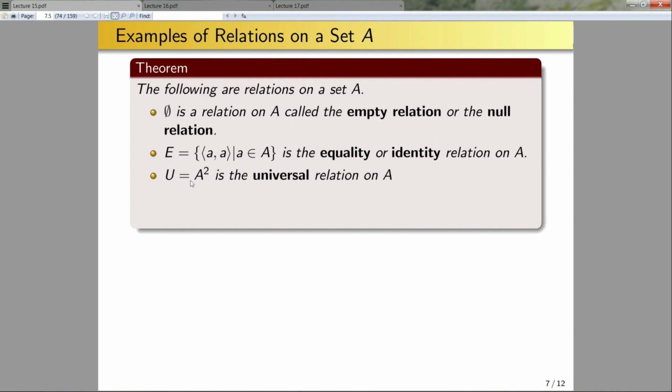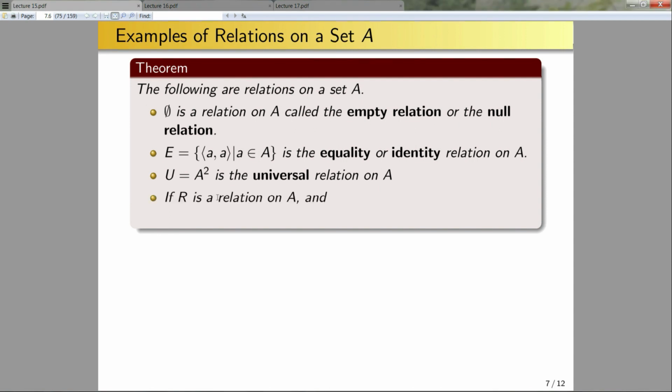Next up, we have the set U that's simply equal to A squared. This is the universal relation on A. So this is simply saying take all elements (a, b), where a and b are elements of A, and build a relation out of that. So a key thing to note here, the universal relation contains all possible relations and functions from A to A by its very definition.